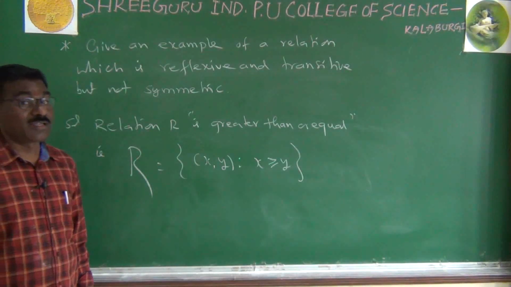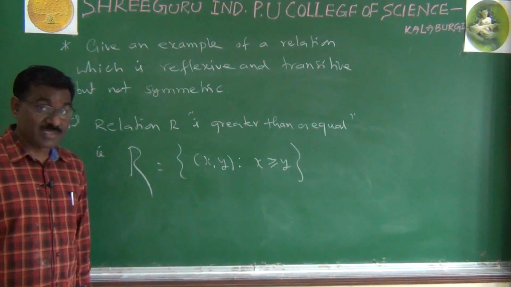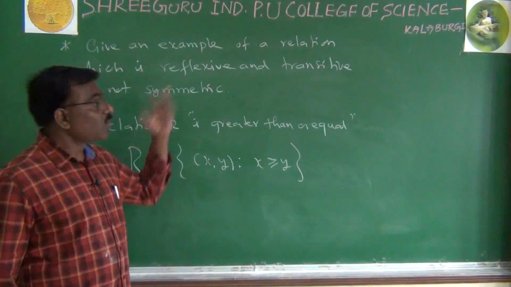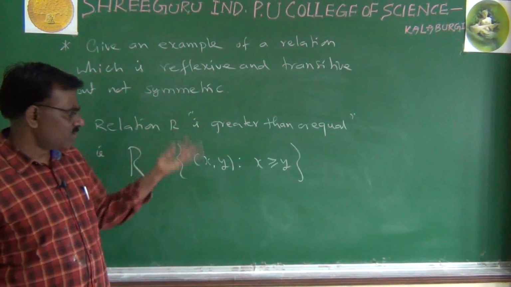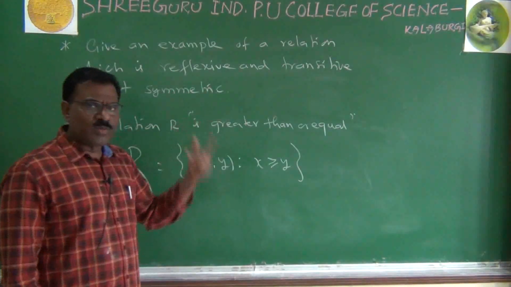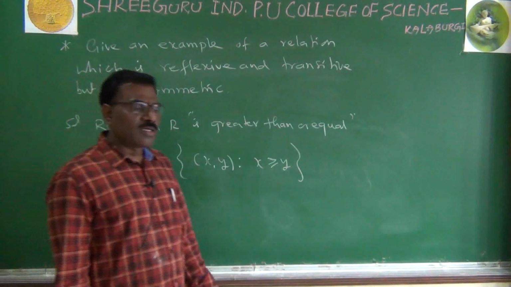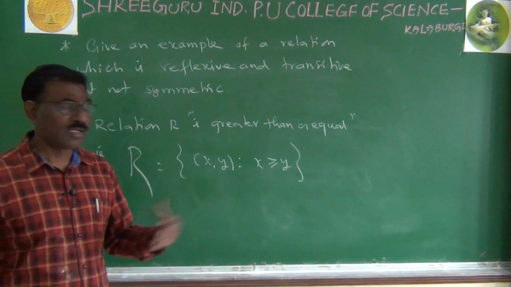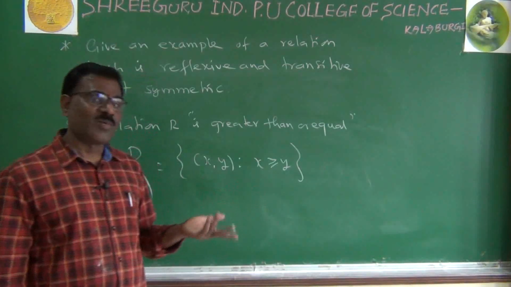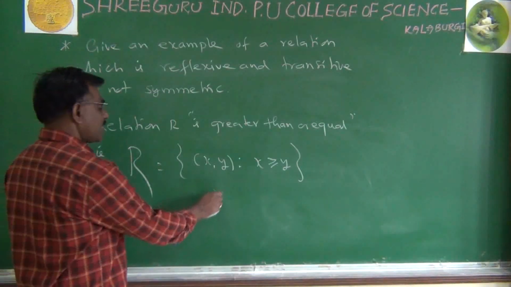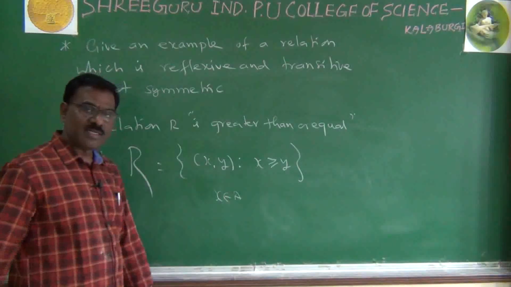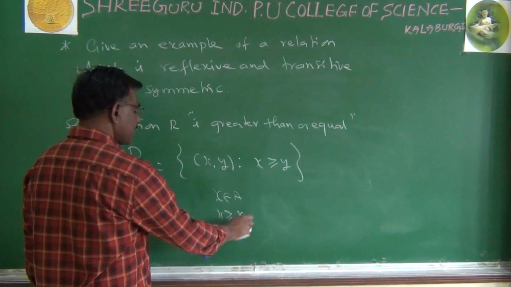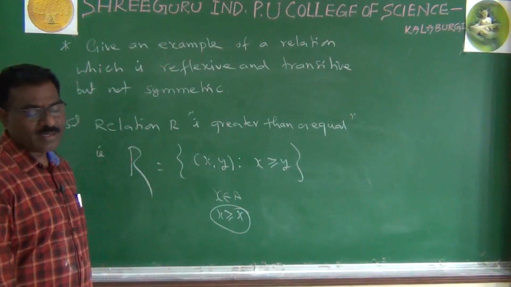So repeating once again, it depends upon the set. If it is a 3-element set, you have to write all the ordered pairs. Why is it not reflexive? How to show that it is reflexive: for every x belonging to set A, (x, x) belongs to R. Here x greater than x, so this is called reflexive.